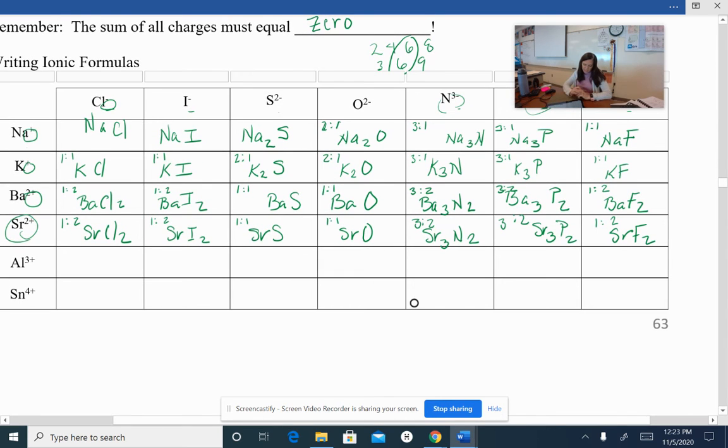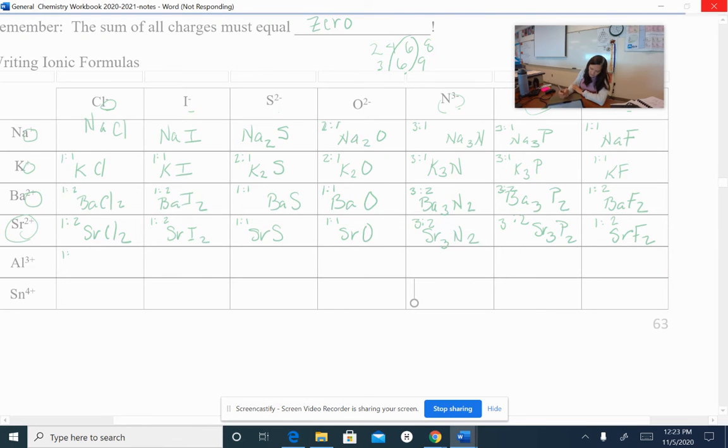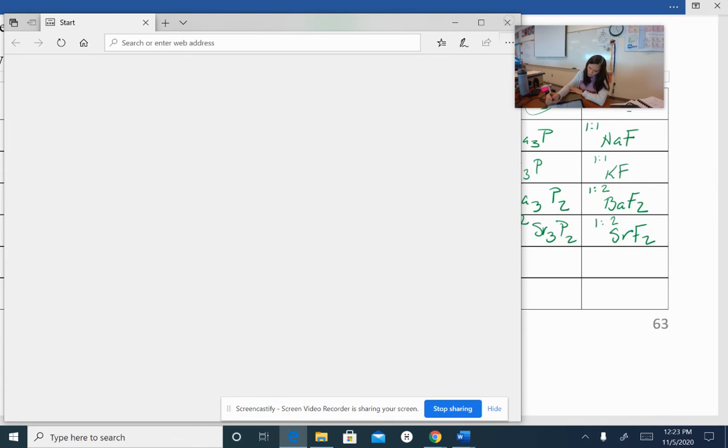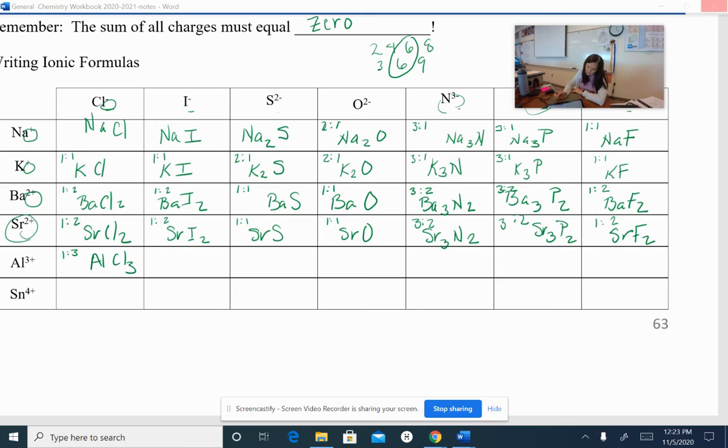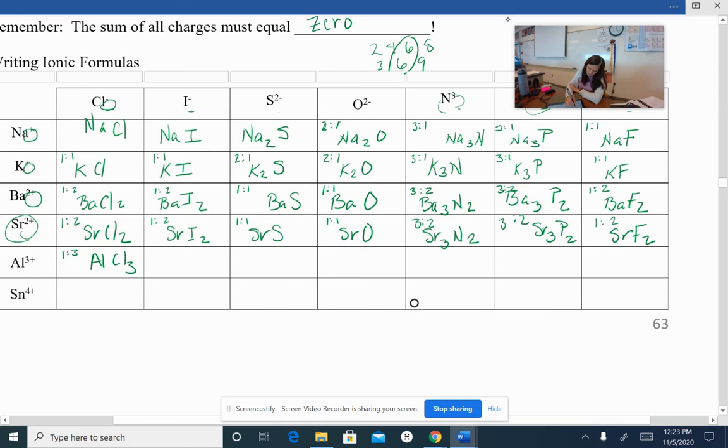All right. Aluminum or aluminium, +3, -1. What's our least common multiple? 3. So to get to a +3, I need 1 aluminum and I need 3 chlorides. So aluminum chloride. Okay, same thing here. +3, -1. So I'm going to need 3 of those -1s. Aluminum iodide.